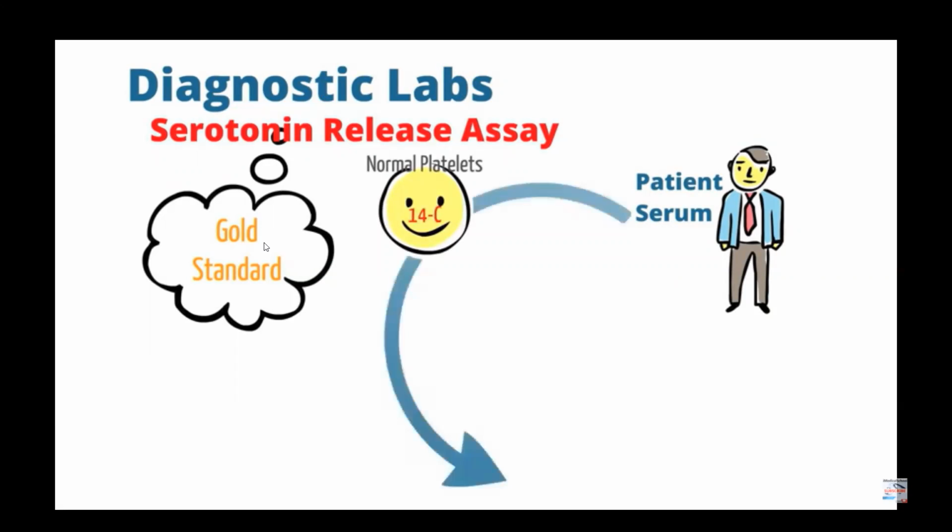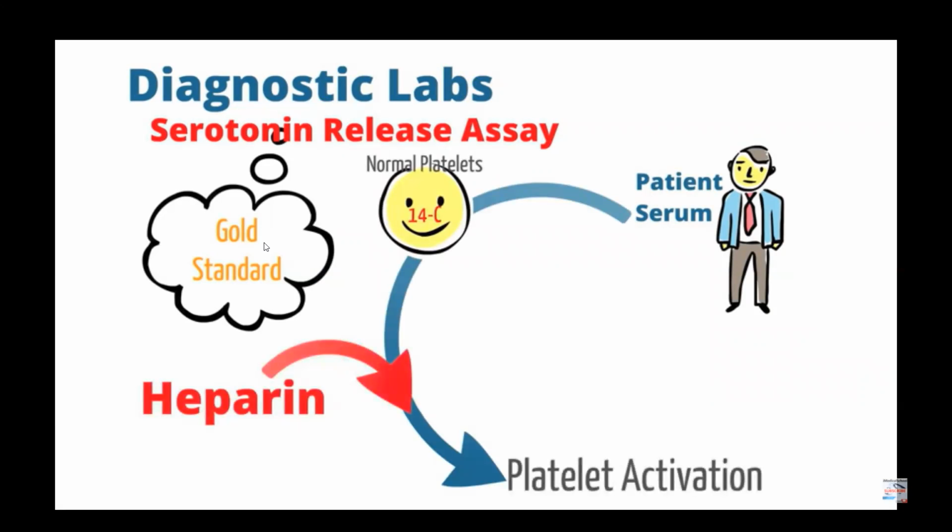The radiolabeled platelets are mixed with your patient's serum, and the combination exposed to heparin. If your patient has HIT, the heparin will lead to activation of platelets and release of the 14-carbon serotonin. If the radiolabeled 14-carbon serotonin is detected, then you have a positive serotonin assay for HIT type 2.